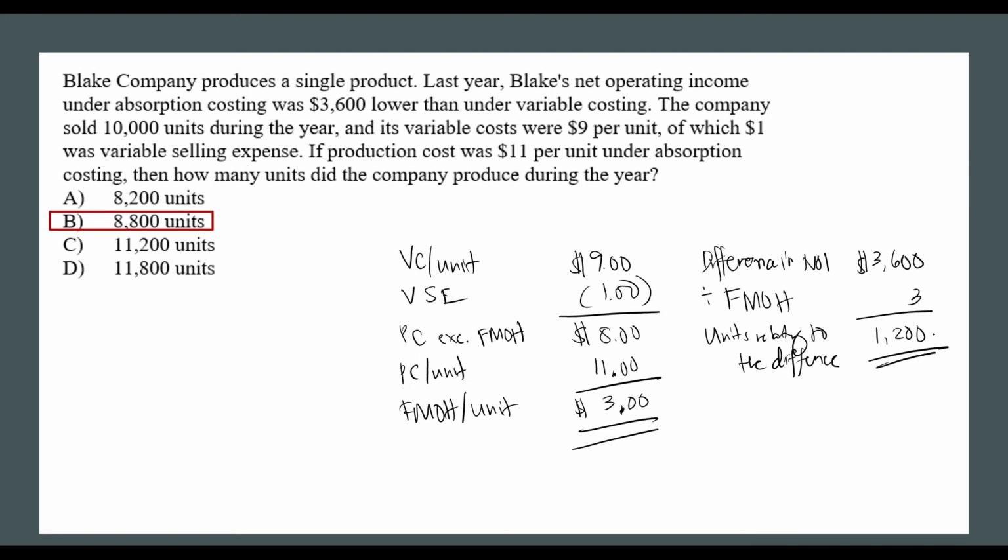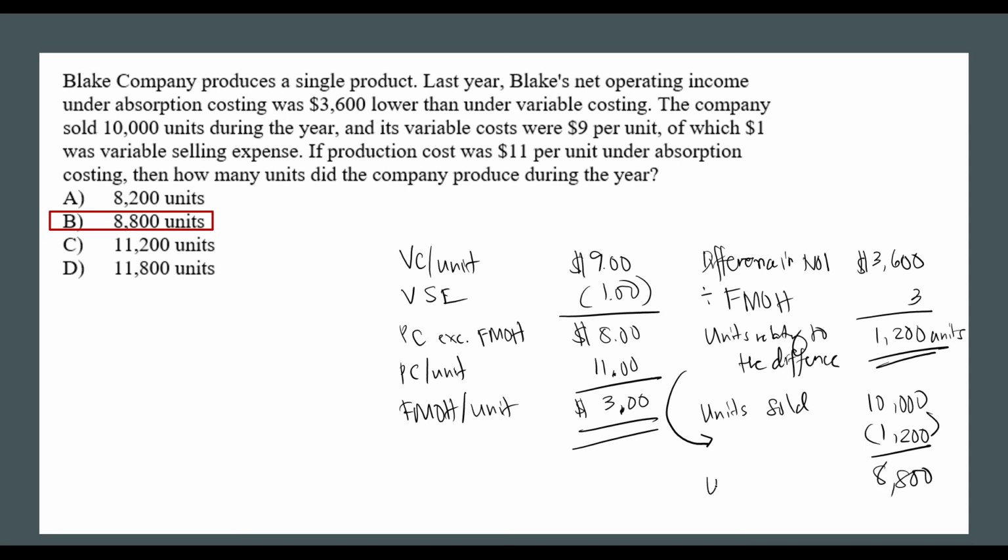Of 1,200 units. Please do remember that since we have a lower net operating income under absorption costing than the variable costing, our assumption here is that our units produced should be lower than your units sold. Since we have here units sold of 10,000, we will deduct the 1,200 pertaining to the units relating to the difference between the absorption and variable costing. So our answer here is 8,800.